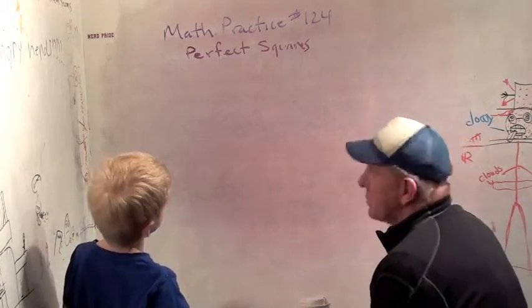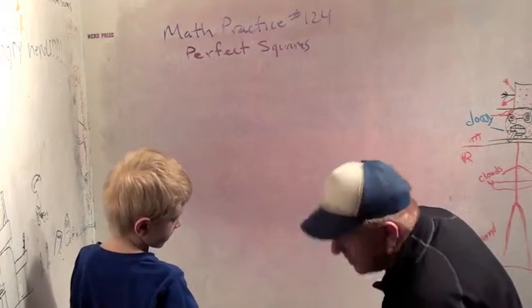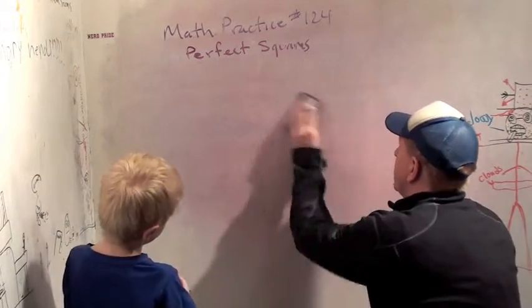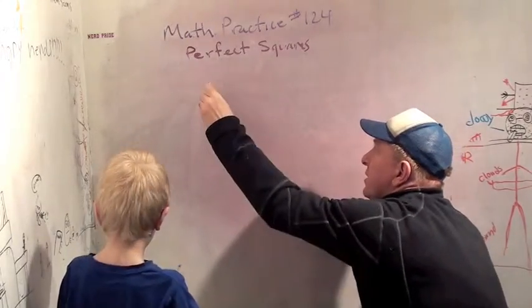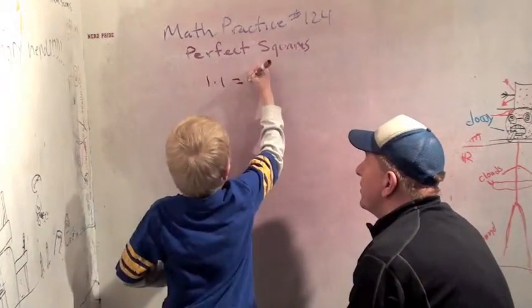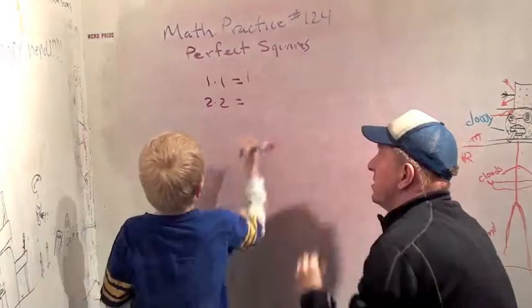But anyway, we can still learn about perfect squares, even if I'm not feeling too well, right? Yeah. Okay, so, do you know what a perfect square is? Yeah, it's a number multiplied by itself. Okay, so we have, for example, 1 times 1 is? 1. Good job. 2 times 2 is?